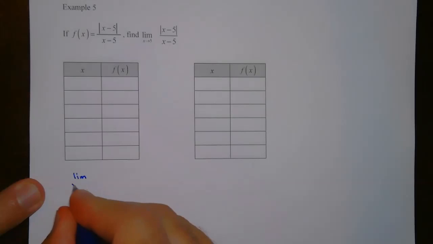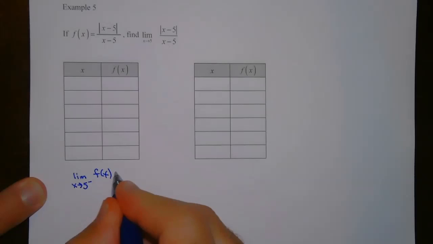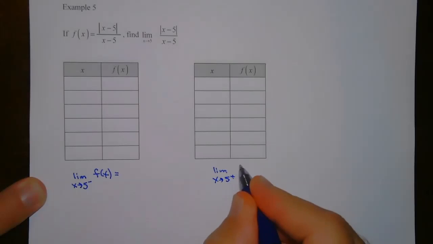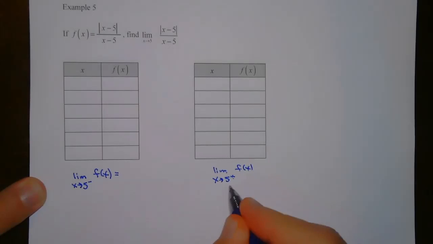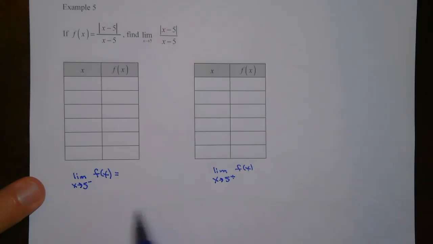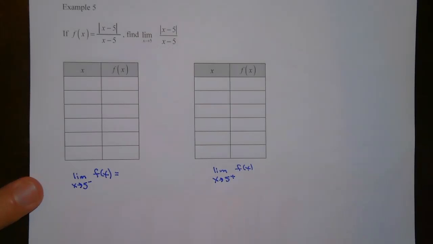So the limit as x approaches 5 from the left of f of x, and we also want to do over here the limit as x approaches 5 from the right of f of x. I'm always doing the right side on this, but it doesn't matter, guys. If you had this one over here and this one over here, it's fine. You just have to find these two one-sided limits. Which one you find first does not matter.